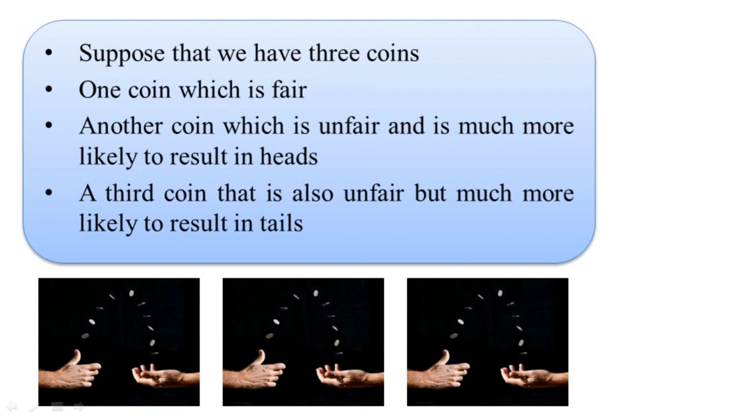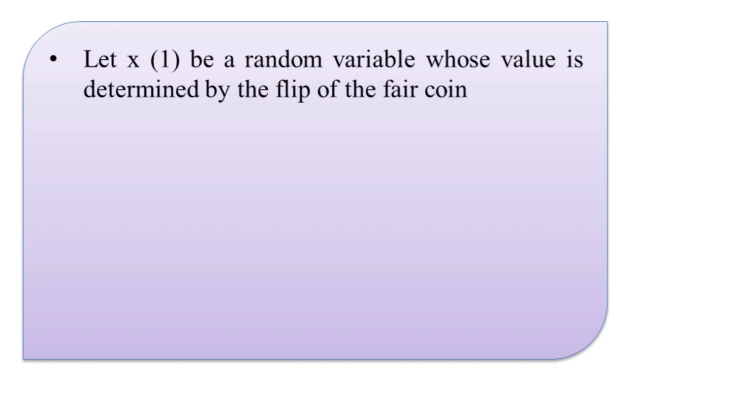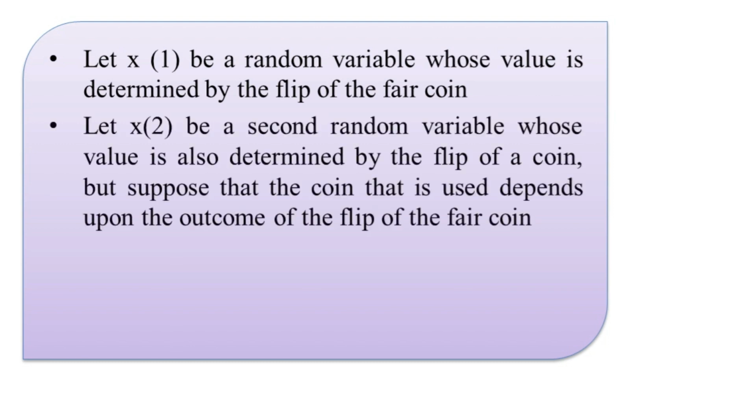So let us assume this is the pictorial representation to see the simultaneous flipping of the three coins and collecting their results here. Let us proceed by considering X of 1 to be a random variable, and its value is to be determined by the flip of the fair coin, the first one that we have talked about, and it will be the same coin that we discussed in the previous two videos. Now let us come to the situation where we have the second coin. Let us denote it by X of 2, and the value of X of 2 is to be determined by the flip of a coin.